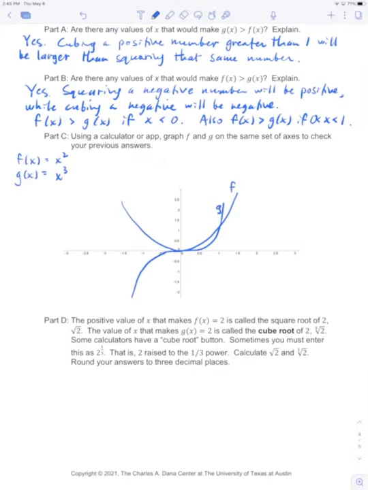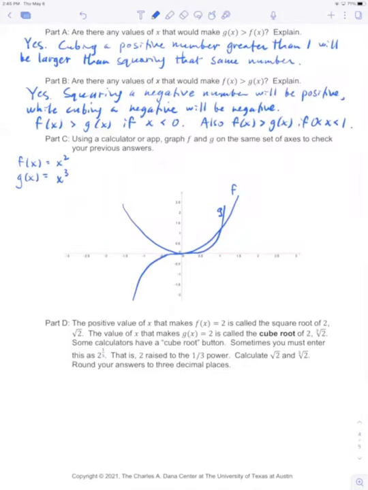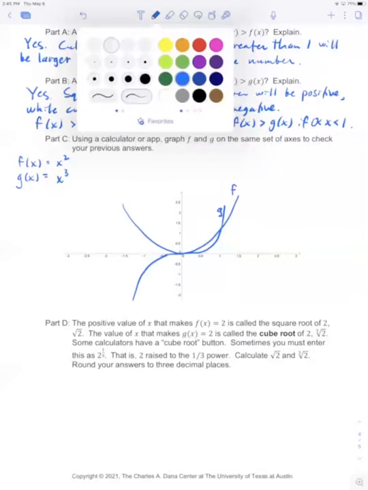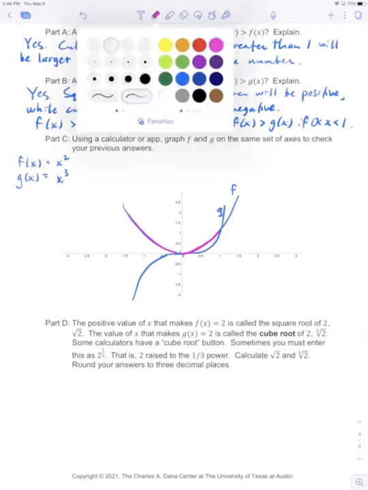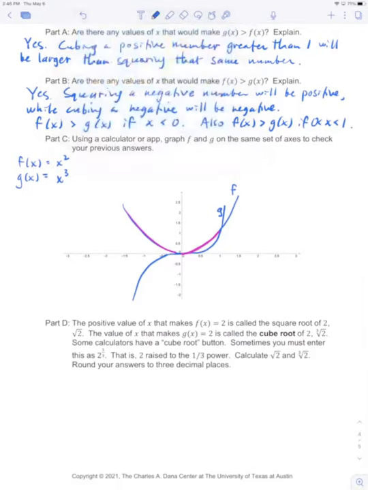And this confirms our answers from parts A and B, because we can see that wherever the f function is above the g function, then f would be greater. So f is greater than g in the interval between 0 and 1, and f is greater than g from 0 down to negative infinity. So that's a nice way to picture it, to draw the graph and confirm what we wrote out mathematically.